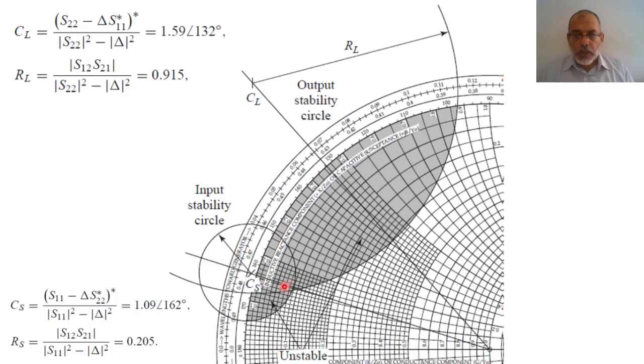So the unstable region for gamma source would be the intersection between the Smith chart and the gamma source circle, in this shaded region. Any value outside this circle, even here for example, which is not suitable for gamma load but suitable for gamma source, would correspond to a stable amplifier for gamma source. But if I use this value for gamma load, it would be unstable.